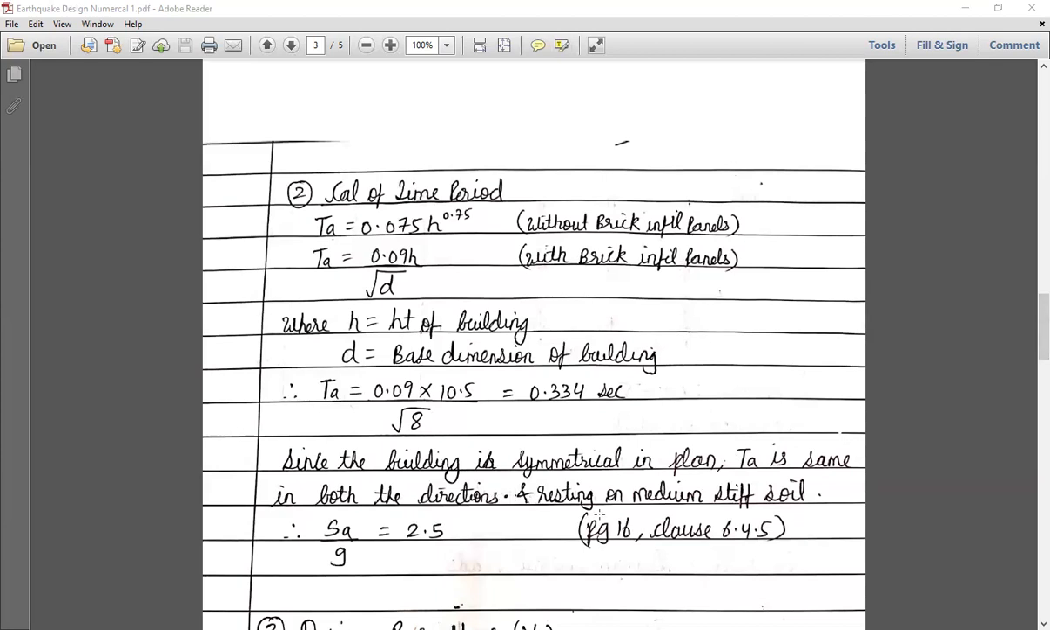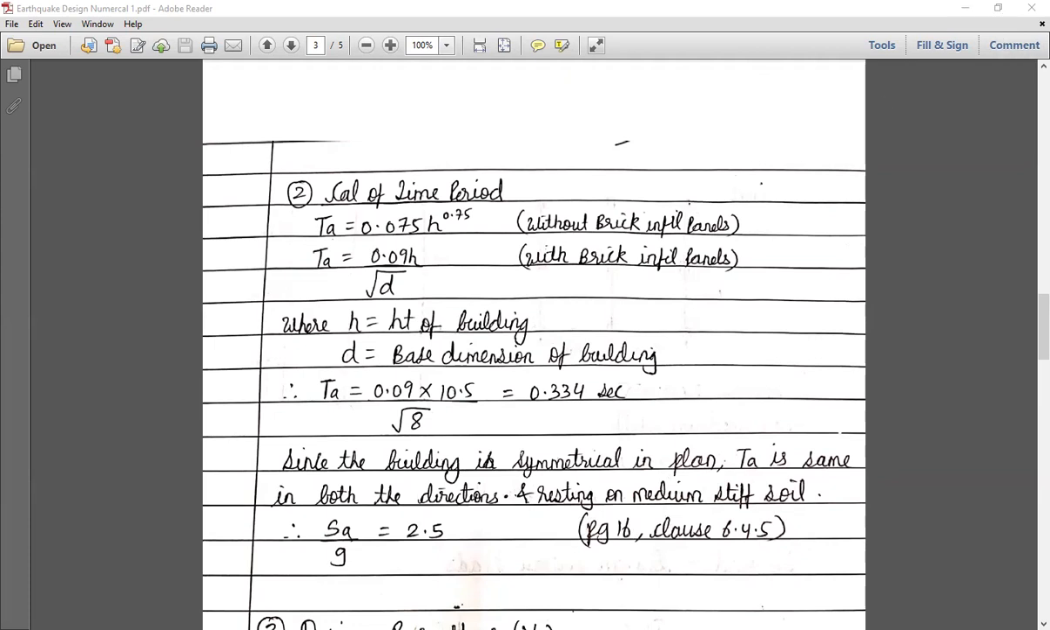Okay, so now since the building is symmetrical, the time period is same in both the directions. Now it is resting on medium stiff soil. Okay, one more information is given in the question. What is given? The structure is resting on medium stiff soil. So for this, the ratio SA by G is given on page number 16, clause 6.4.5.